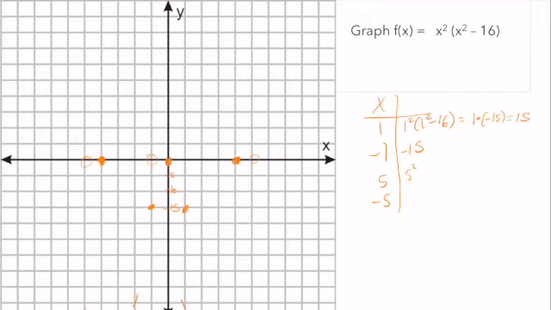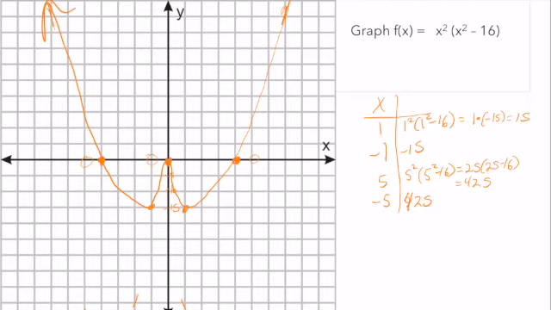Next, let's take a look at 5. So I've got 5 squared times 5 squared minus 16. That gives me 25 times 25 minus 16. 25 minus 16 is 9. 9 times 25 is 225. Wow, that's a big number. So now we're like all the way up here. And I know I'm going to have symmetry because we squared it. So my graph looks something like this. And that's all I want. I want a rough sketch of what our graph looks like.